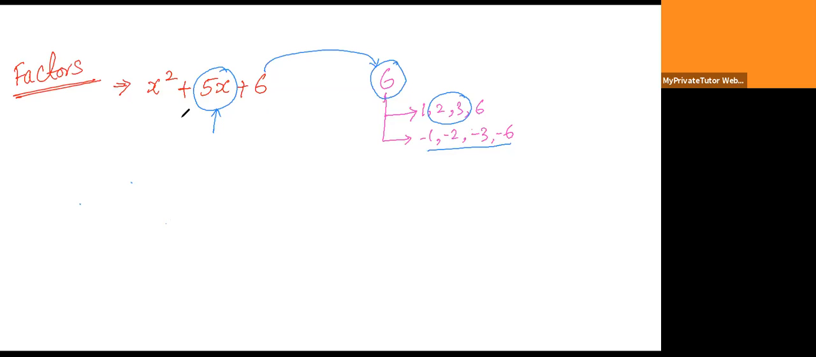So what will happen here? We got 2 and 3. So 2 times 3 is 6. We got the answer as a 6. If we add 2 and 3, it has to be 5 plus 5. So we got that as well, which means 2 and 3 are the factors. So directly you can write that x plus 2 and x plus 3 are the factors.